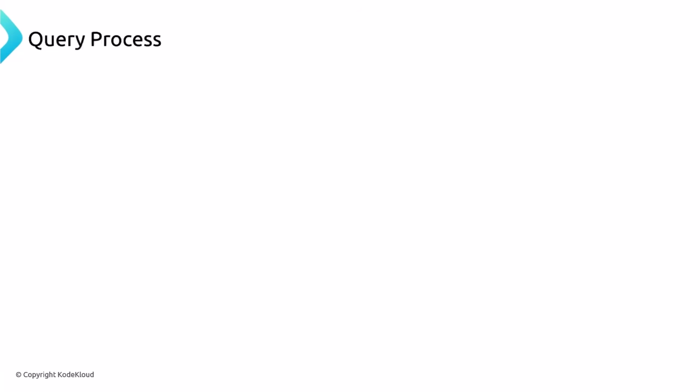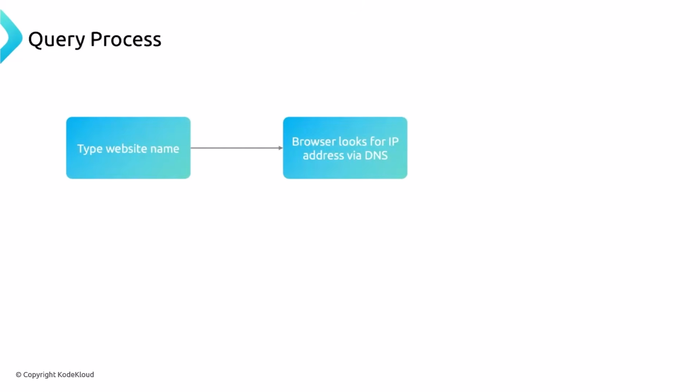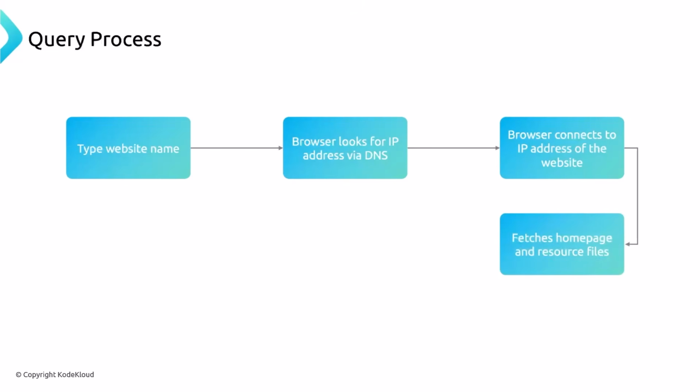The process is the same across virtually every single website. You type in the name of the website, and your browser looks up the IP address of something like, let's say, KodeKloud.com via DNS. Think of DNS like a phone book that has all of the IP addresses for all the websites. The browser then connects to the IP address of that website. This website will have, for the most part, a web server behind it that will receive your request, fetch all the information, homepage, resources like CSS, images, JavaScript, etc., and will send that content back to your browser.